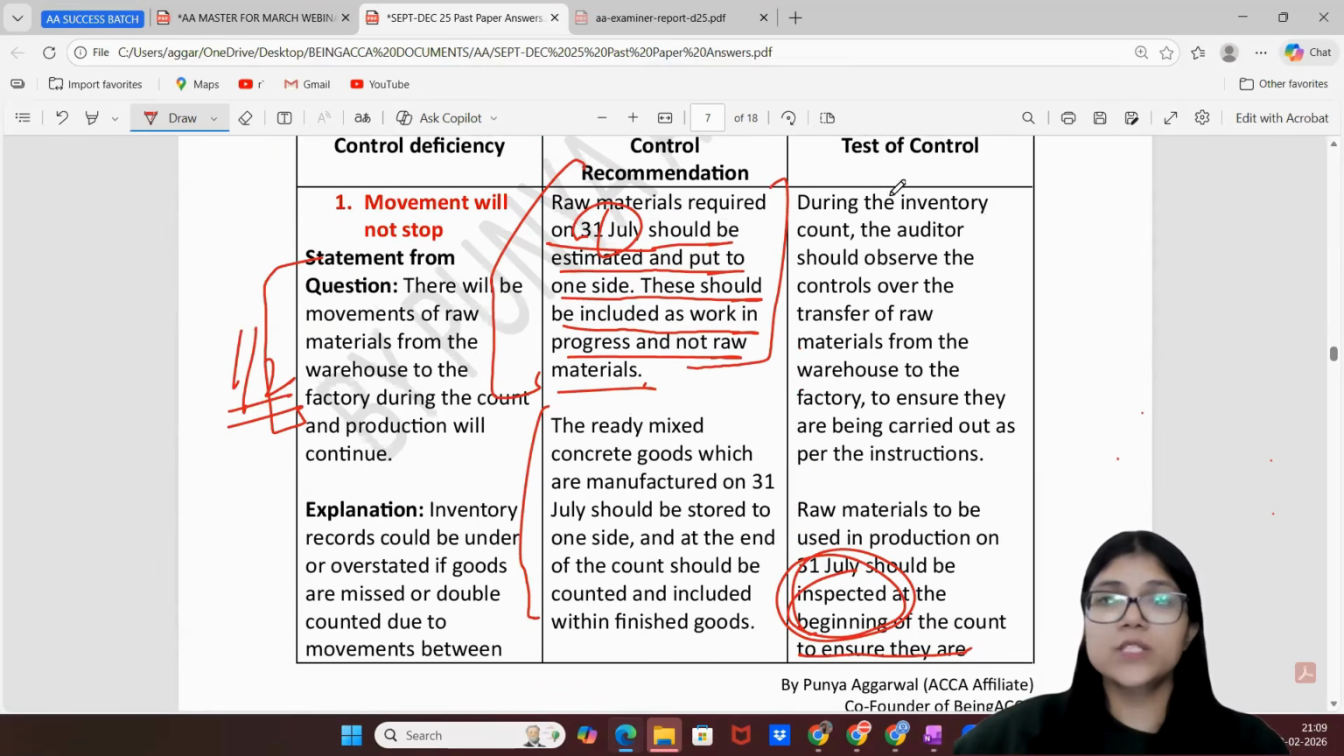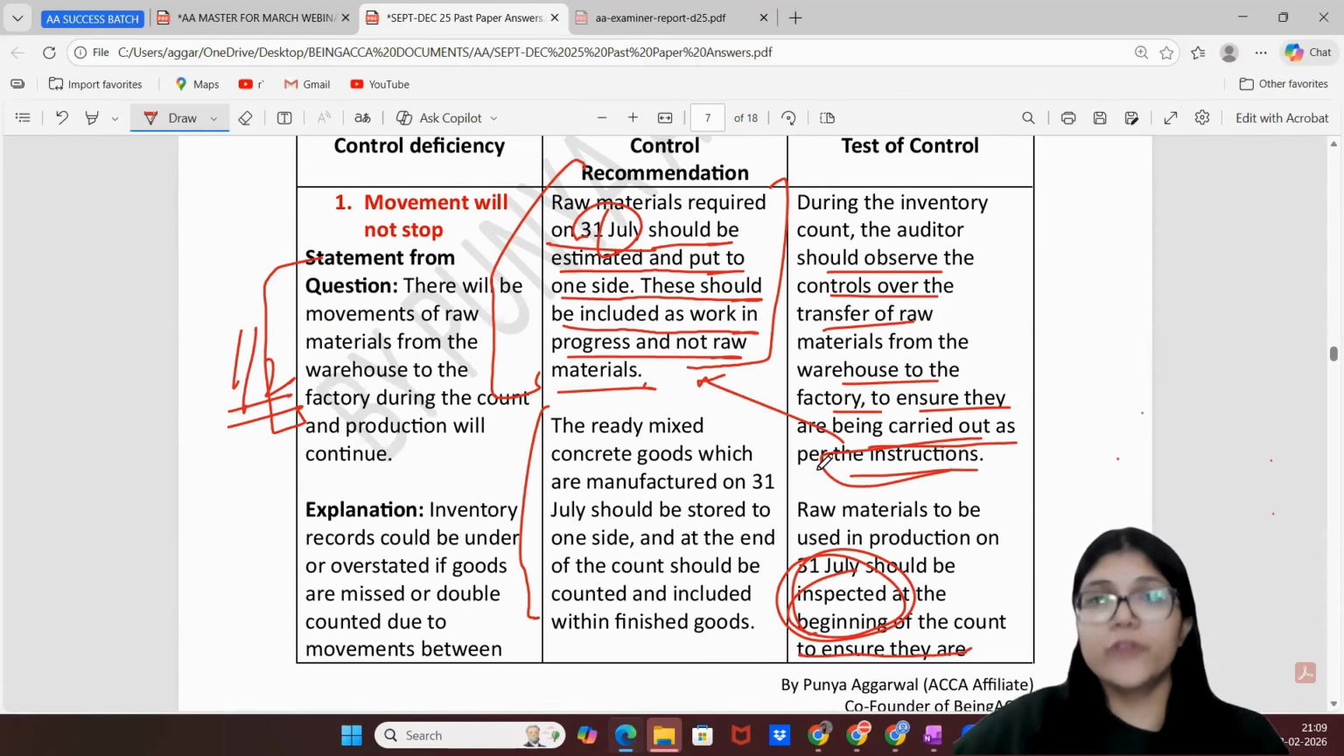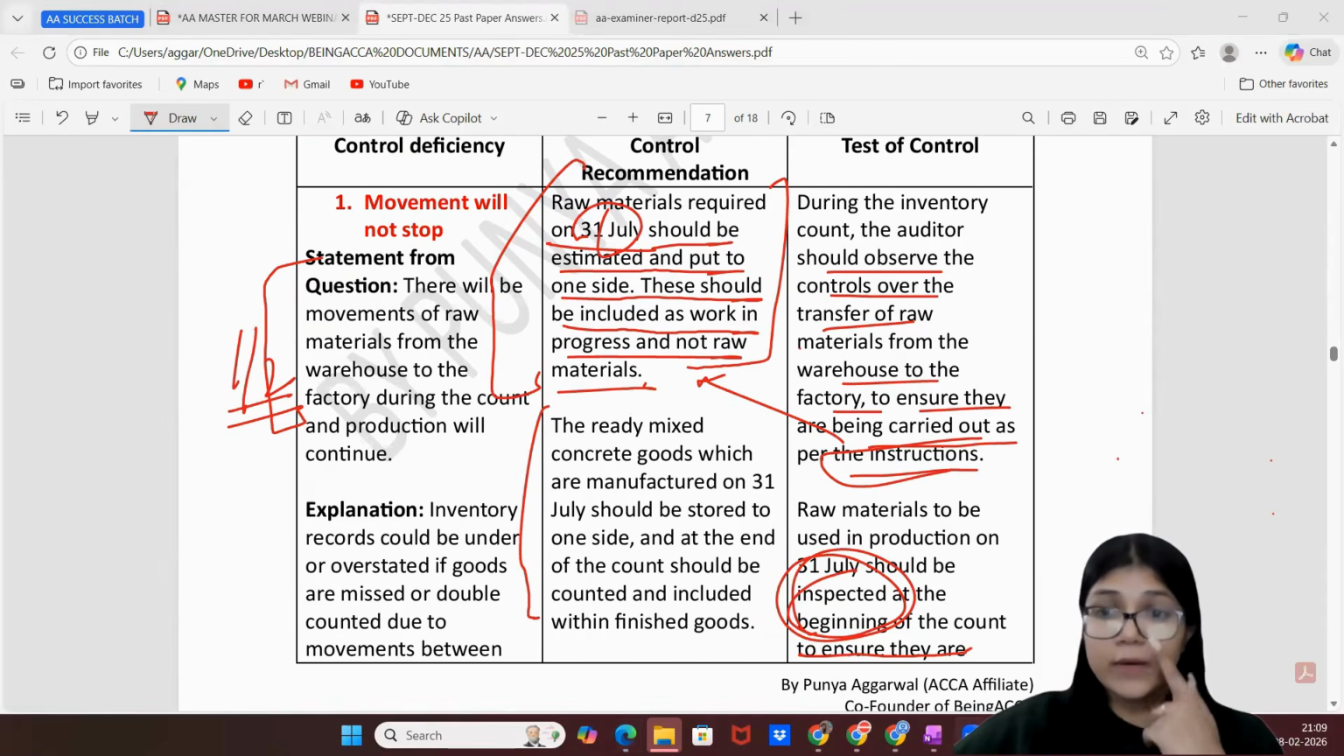Okay. Next one is during the inventory count, the auditor should observe the controls over the transfer of raw materials from the warehouse to the factory to ensure they are being carried out as per the instructions. Which instructions? This instruction that we talked about. So again, review. During the count, you can have a surface level review. Observation can happen from the auditor's perspective as well. Okay. Are we okay with this?